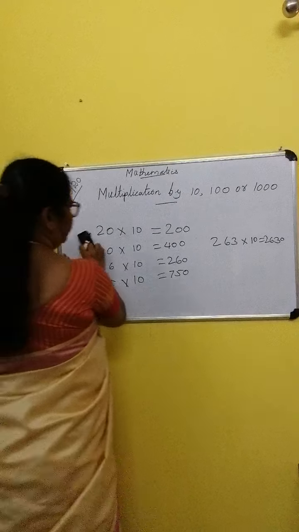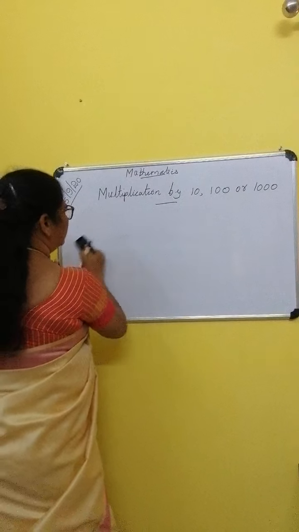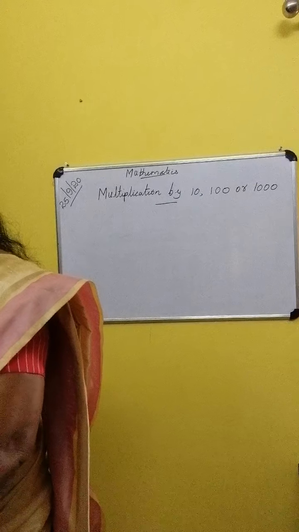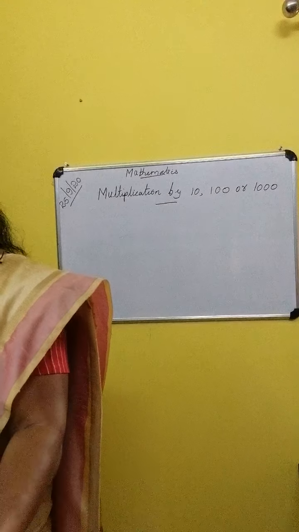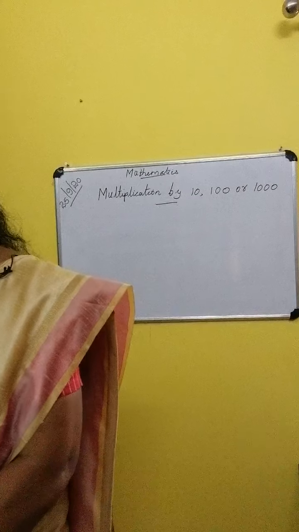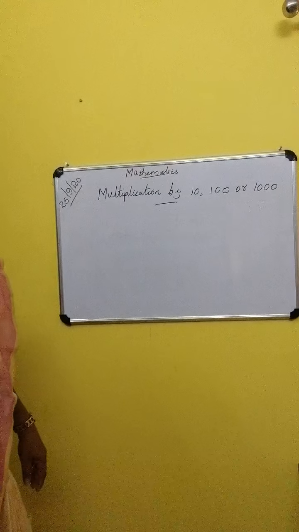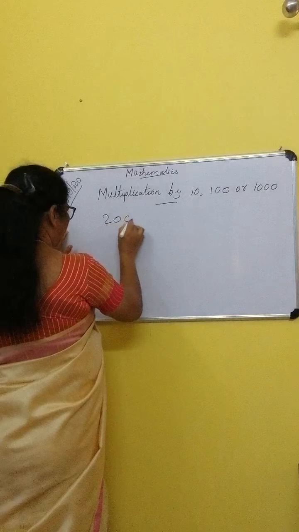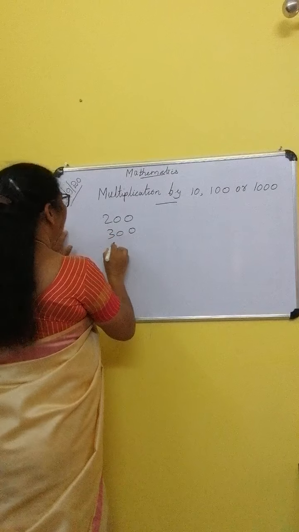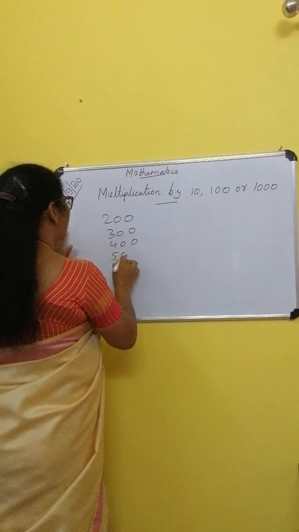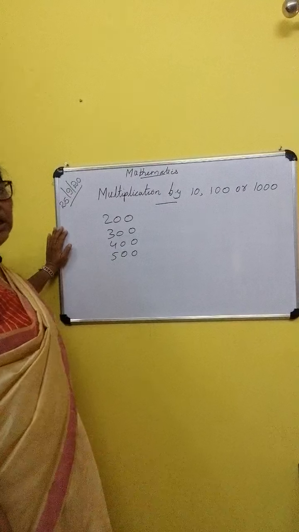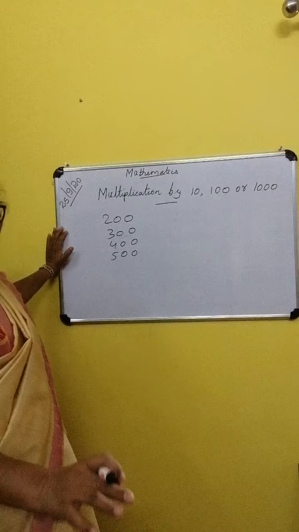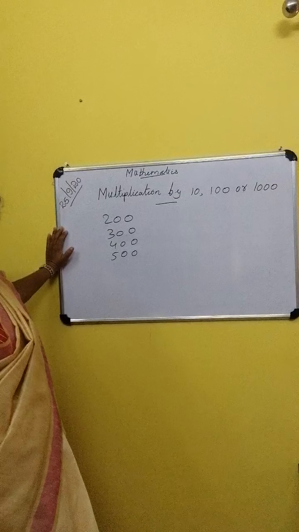Multiples of 100. Multiples of 100. What are the multiples of 100? 200, 300, 400, 500, so on till 900. All these are multiples of 100. 600, 700, 800, everything multiples of 100.